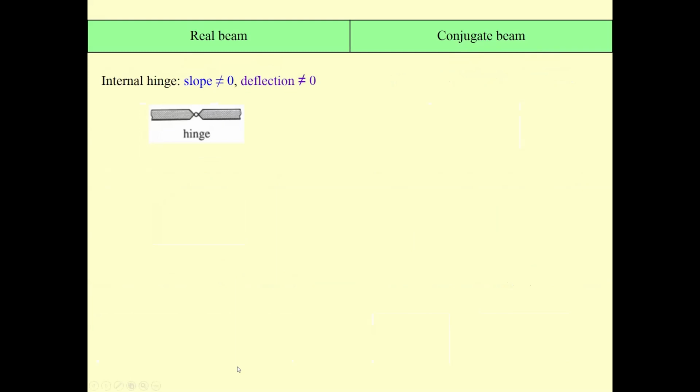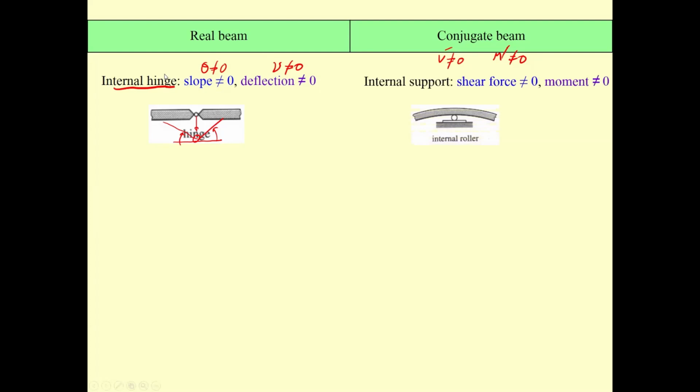Now, coming to a more complicated one, the hinge. The hinge can move downward with a different slope. So the slope won't be zero, and the deflection won't be zero. What happened on this one? V prime won't be zero, M prime won't be zero. The internal hinge changes to an internal roller, and also an internal pin if you prefer, because the shear force here is not zero and the moment here is not zero, corresponding to the reasoning given here.